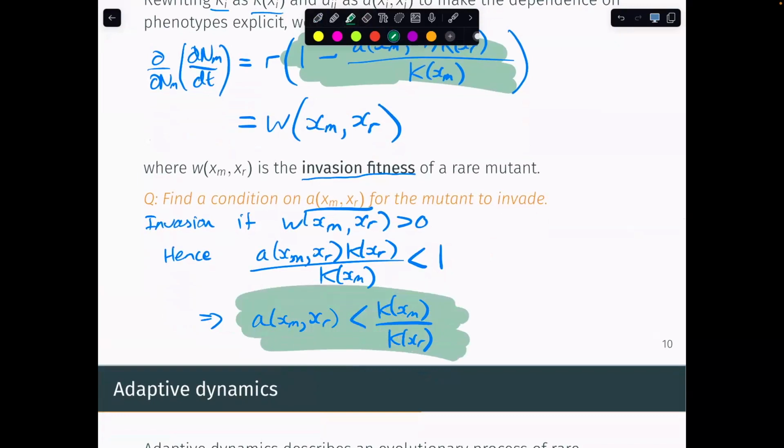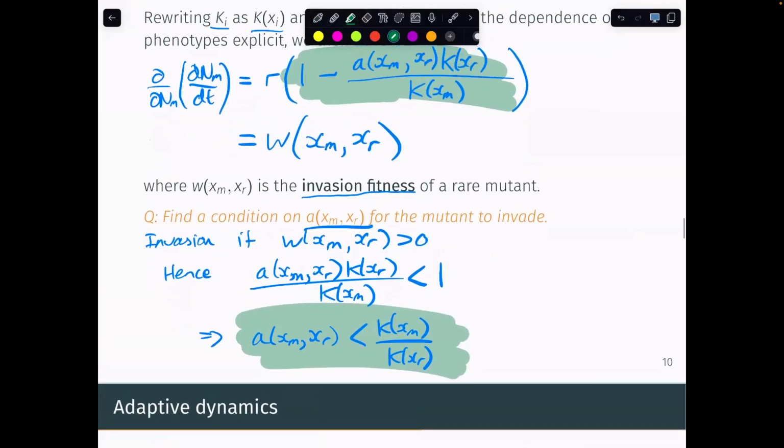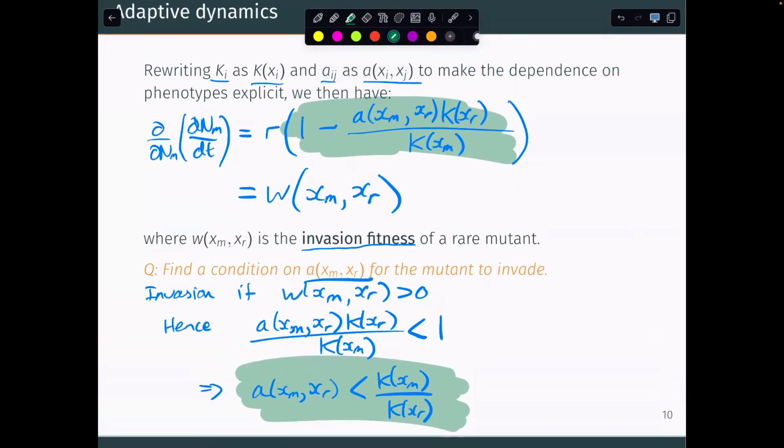Got my inequalities around the wrong way. Yes, this clearly has to be less than 1 in order for this term in the brackets up here to be positive. And therefore, I should have got this from the biological intuition here. This is basically saying the ratio of your carrying capacities for your mutant to your resident must be less than the strength of competition imposed by your resident on your mutant. So that's always good: if you can biologically interpret what this is saying, it should have clicked in my head, if I'd been thinking a little clearer, that the sign was around the wrong way.